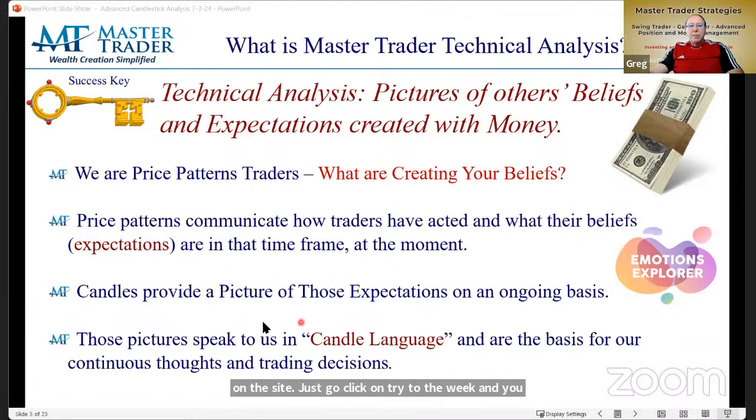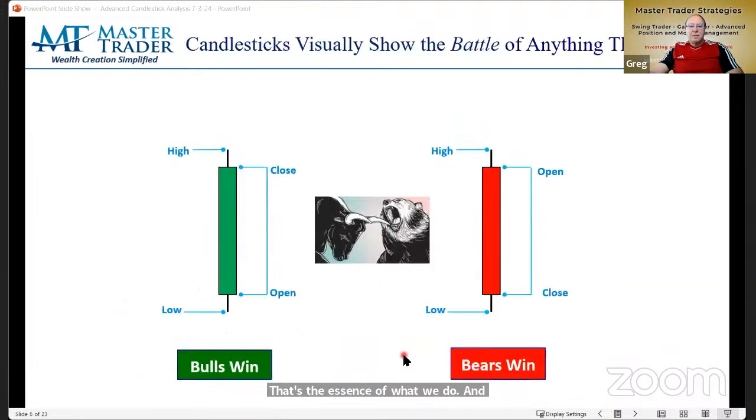So they create pictures. This is what we do. We can have fancy names for everything that we do, but basically we look at pictures. And the idea of pattern recognition is that I need to define that picture: what is the probability that this picture, which is now suggesting to me the direction of prices, actually follows through? That's the essence of what we do. And again, these pictures speak to us in what I call candle language.